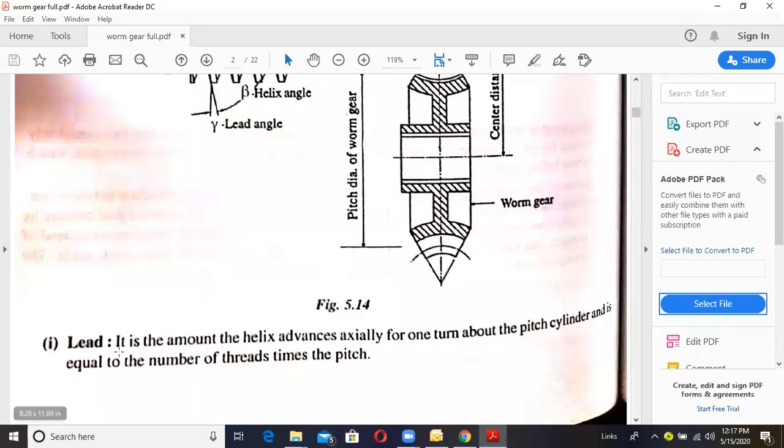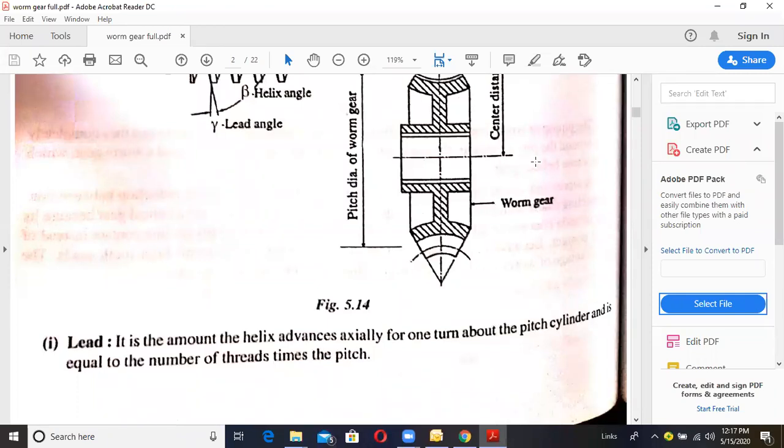First, we'll see what lead is. It is the amount the helix advances axially for one turn about the pitch cylinder, and it is equal to the number of threads times the pitch P. For one complete rotation, the advance is the pitch. Therefore lead is equal to P, or 2 times pitch, or 3 times pitch, or n times pitch. So lead always depends upon the pitch, the distance from one thread to another.